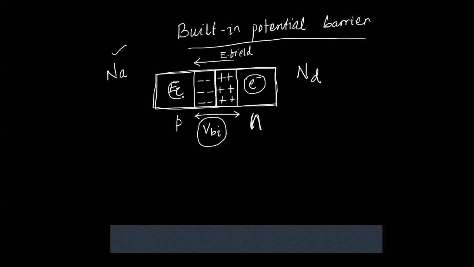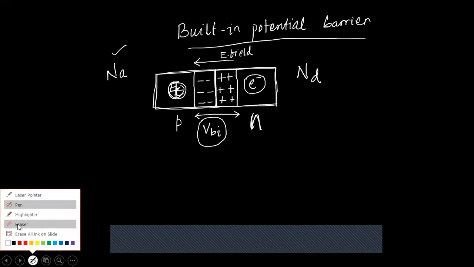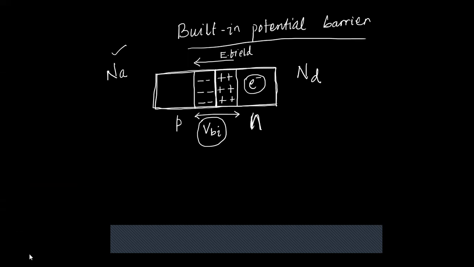Now we will use the same concept for the holes. If I similarly consider a hole from the valence band, of course, from this p region to the valence band in the n region, if there is a movement of hole, then it also will experience the same potential barrier. So this is what we understood.